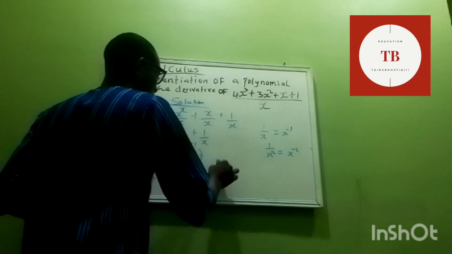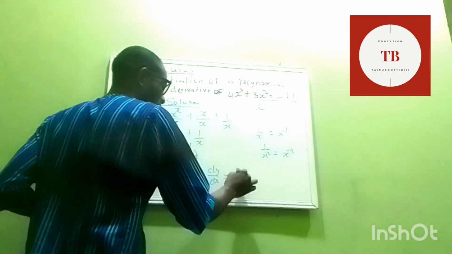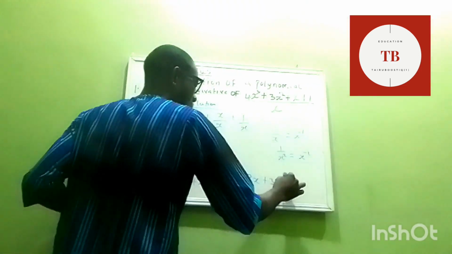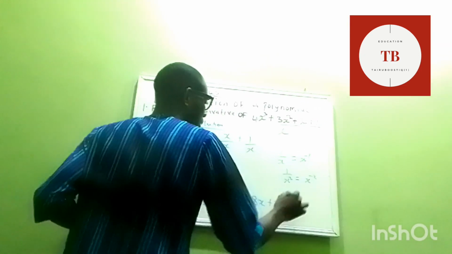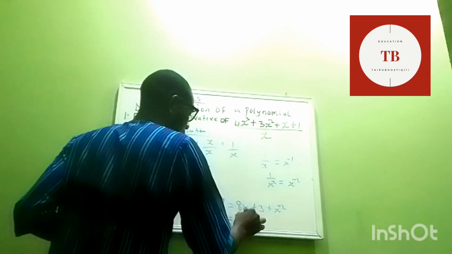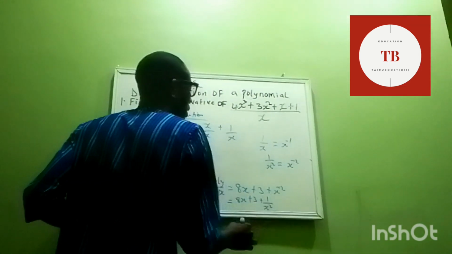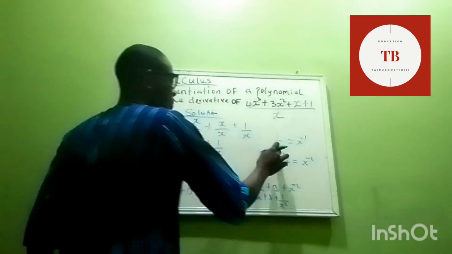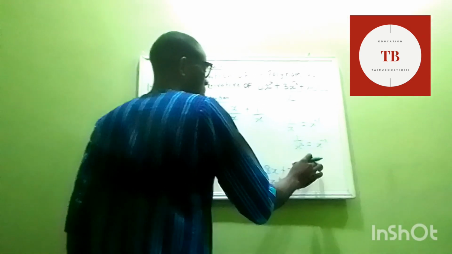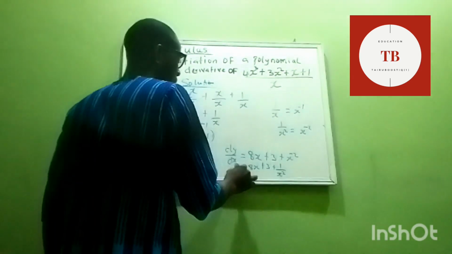It means our final answer to this question is dy over dx is equal to 8x plus 3 plus x raised to power minus 2. And we can leave it as 8x plus 3 plus 1 all over x squared, using the same law of indices. Since we say 1 over x squared is the same thing as x raised to power minus 2, therefore x raised to power minus 2 can also be the same thing as 1 all over x squared. So this is how to solve this question.